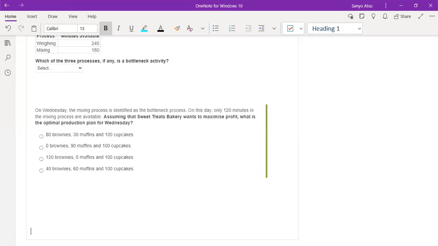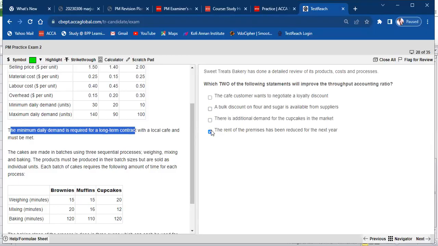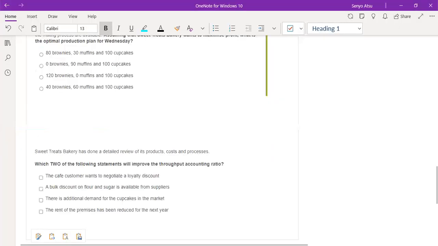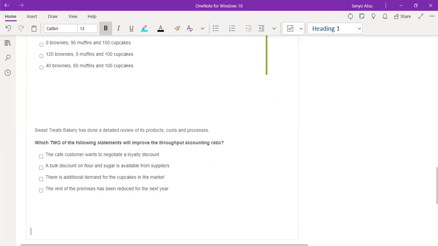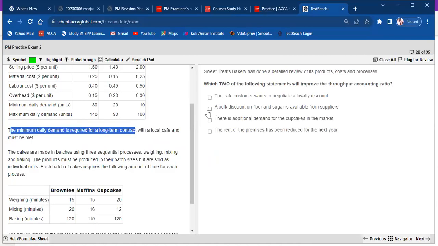Have I selected that? Okay, let me knock off this and copy my thing into the note. Okay, this is definitely what delays me in class. I'm preparing notes at the same time as teaching. Guys, it's not easy. But it's fine. So, bulk discount on flour and sugar, rent of premises goes down.